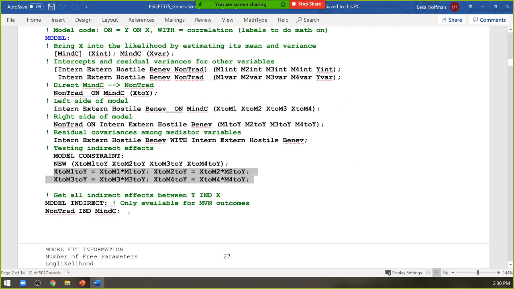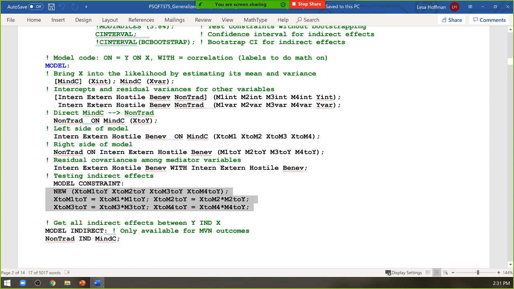If you are in models that have all multivariate normal, which I am, shorthand for that is a command that's built in called model indirect. That gets you all of the indirect effects from mindfulness into non-traditional attitudes. And it also gives you the total of them. So it gives you another piece of information that is separate from that. That's only available in certain situations, which is why I wanted to give you the more direct way of doing it for yourself.